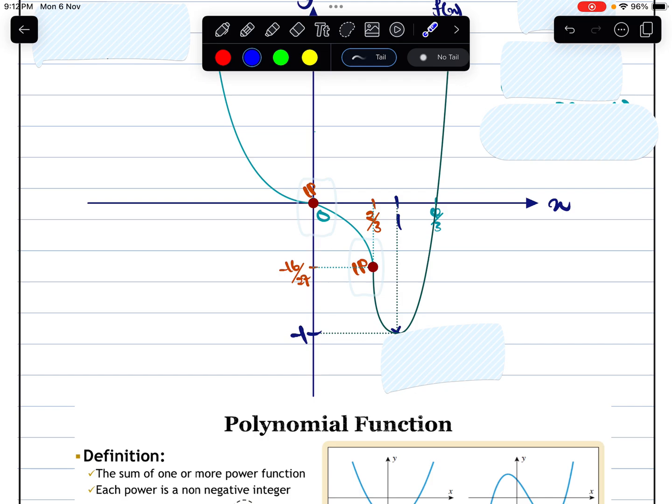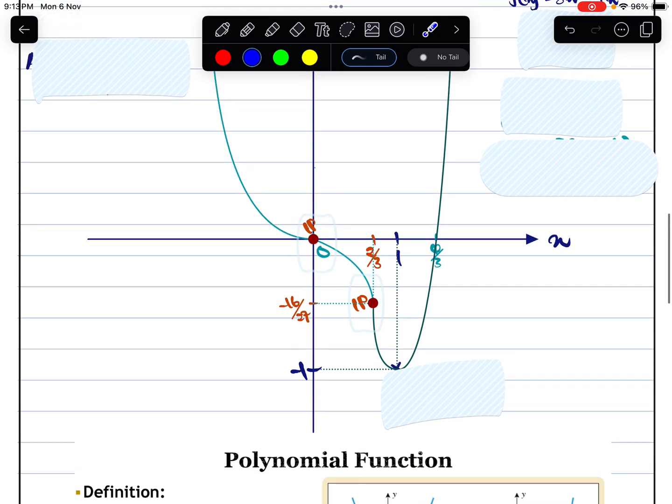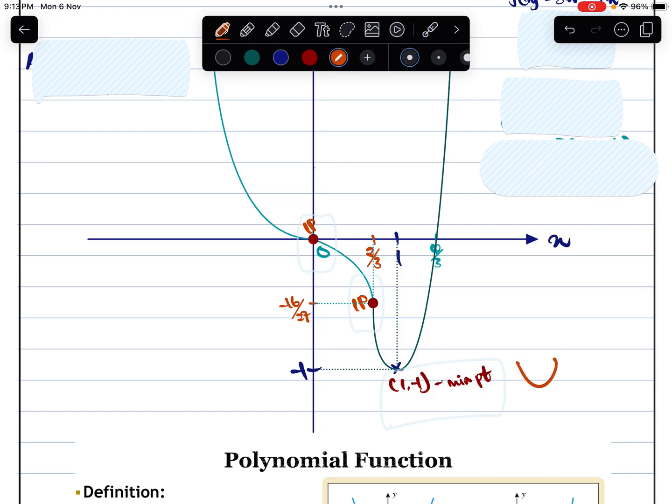And then you must also remember that you have a minimum point, so I am labeling the 1 and -1, and therefore you just put a dot or an X to show that you have a minimum point. When it is a minimum point, it is showing you this shape. It is a smiling shape, isn't it? So the smiling shape will be here.